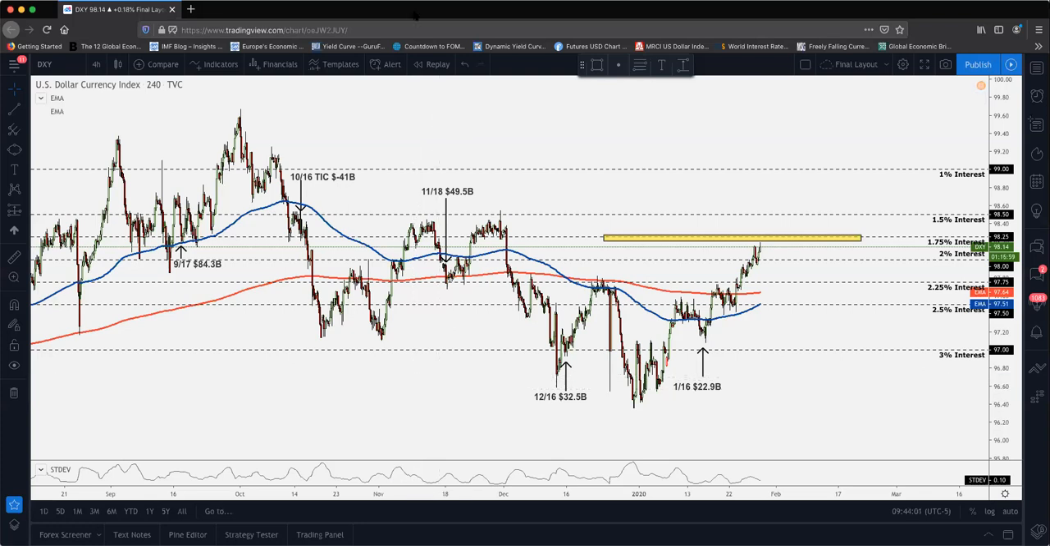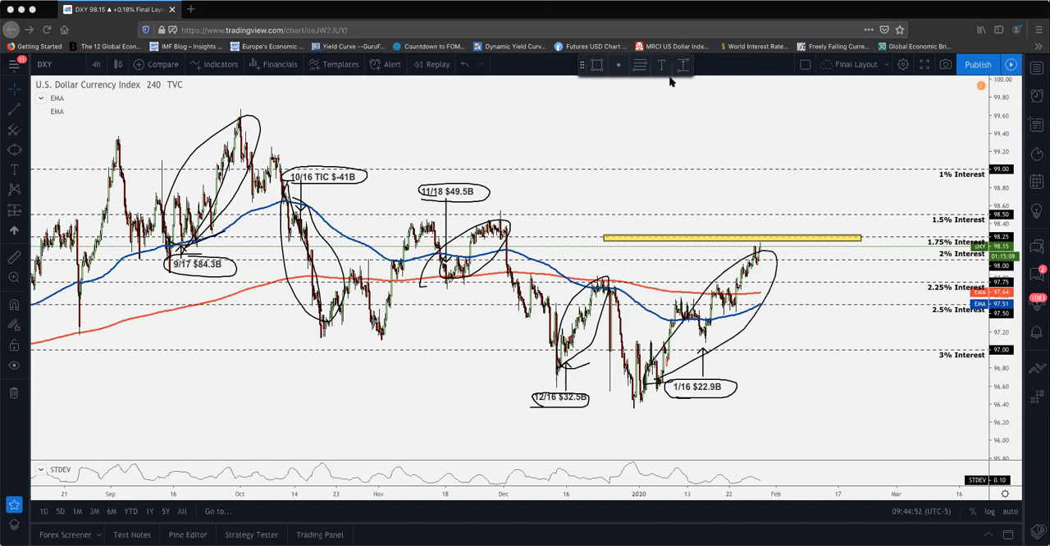So if you see on my chart right here, back in, let me get a pen out. You see on my chart right here, back in 9/17, we had about 48.3 billion. Then on 10/16, we had negative 41 billion. Then on the 18th of November, we had 49.5 billion. Then 12/16, we have 32.5 billion. Then on 1/16, we had 22.9 billion. So if you notice, as I was going through the amount of dollars, pay attention to the price action. So real simple, pay attention to the price action.